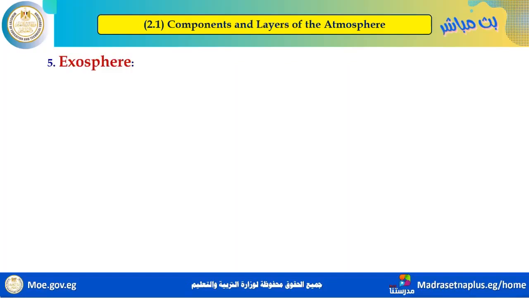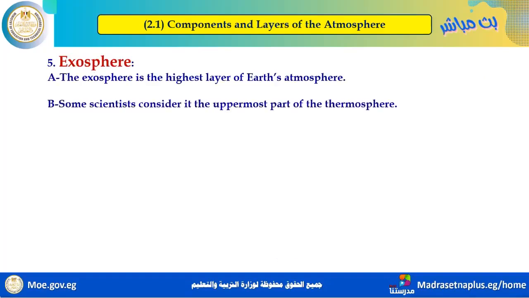Okay. Number 5, exosphere. The exosphere is the highest layer of the Earth's atmosphere. Some scientists consider it the uppermost part of the thermosphere. You have studied before that in the thermosphere, the lower part is the ionosphere and the upper part is called the exosphere. No problem, you can study it and know it may be like this or this. So it is the last layer, or the highest layer.